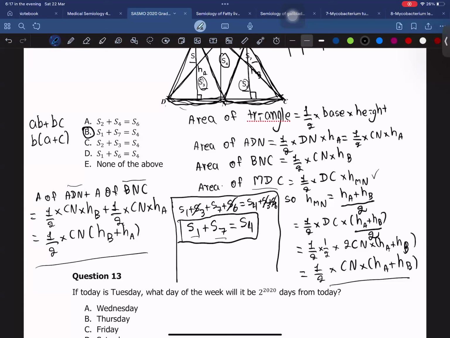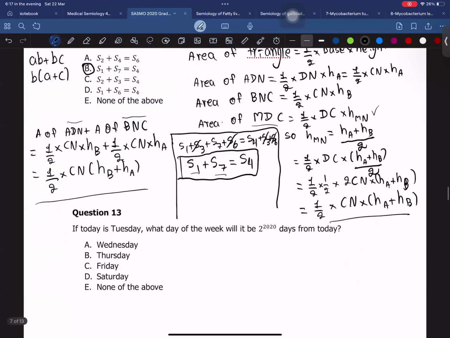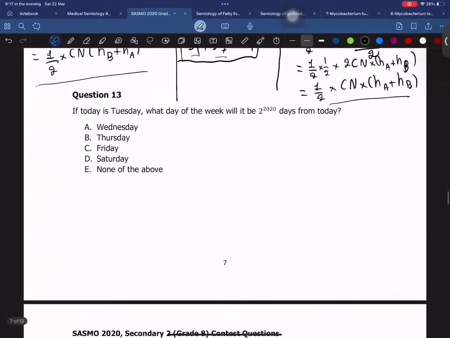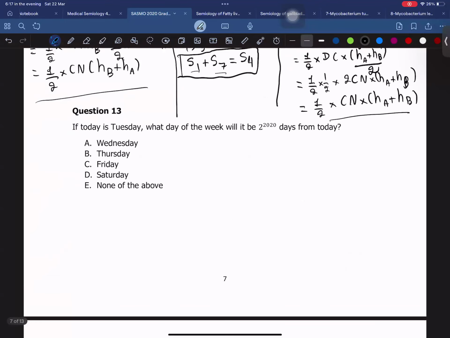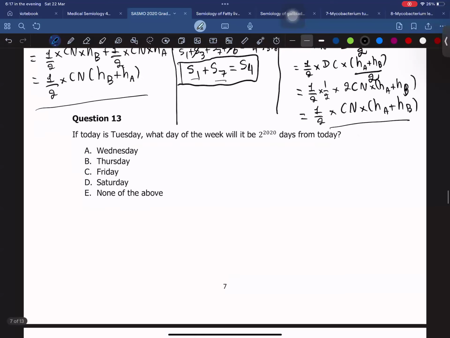Okay, if everyone understands, let me go through question 13, because we are a bit late. Can anyone volunteer to read this question? Okay, never mind. Chi, can you read the question? If today is Tuesday, what day of the week will it be 2 to the power of 20 days from today? A Wednesday, B Thursday, C Friday, D Saturday, E none.